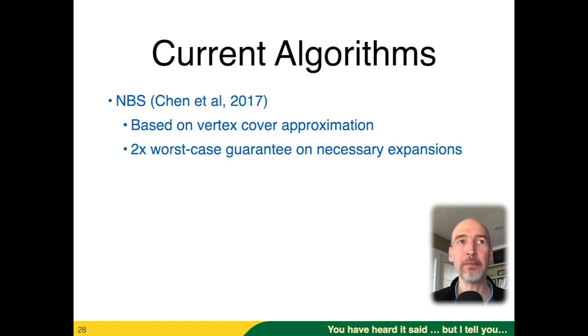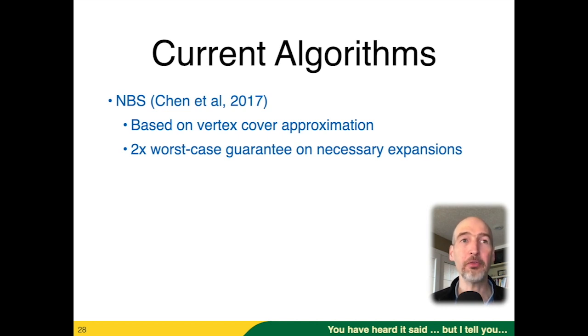So if we look at NBS, which is a near-optimal bidirectional search, it finds optimal solutions, but the number of node expansions is near optimal. And this is based on a vertex cover approximation algorithm. And what's nice about this algorithm is that it's guaranteed to be no worse than the minimum necessary expansions times a factor of 2. And therefore, there's a hard bound on the amount of work that that algorithm does.